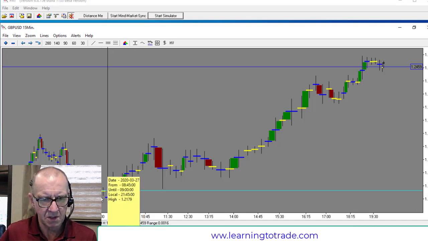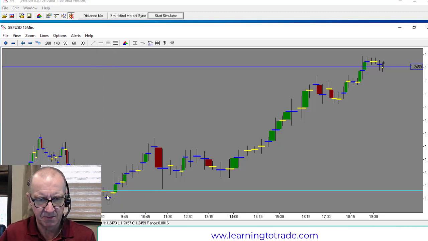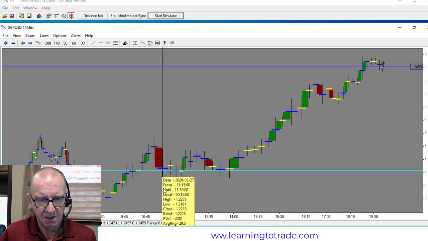I don't like this one so much, not very clear. I like them to see a much clearer move away, as it were, from there. Now this bar down here, interesting, quite a long spread on that. Let's have a look at the spread.